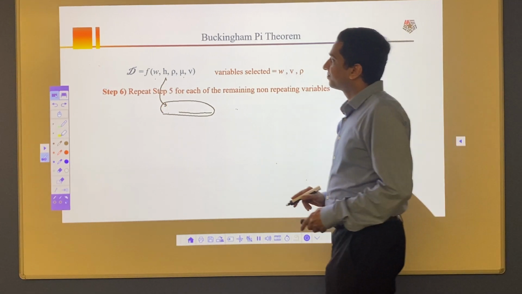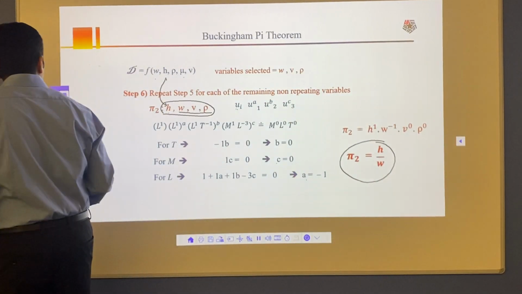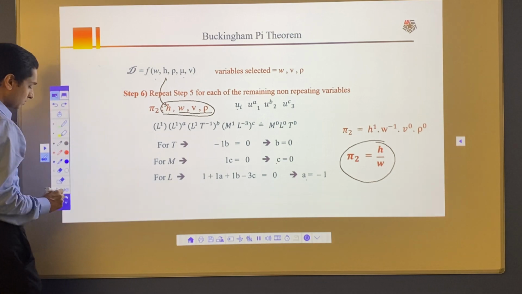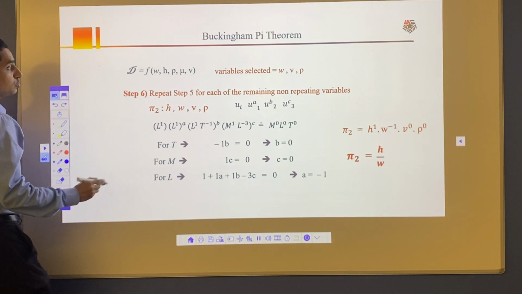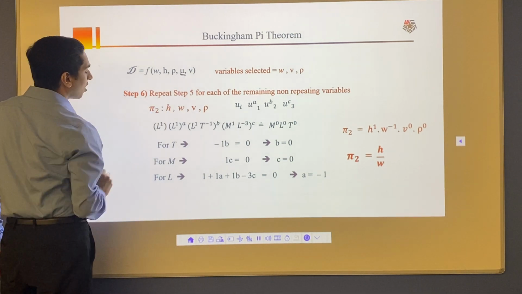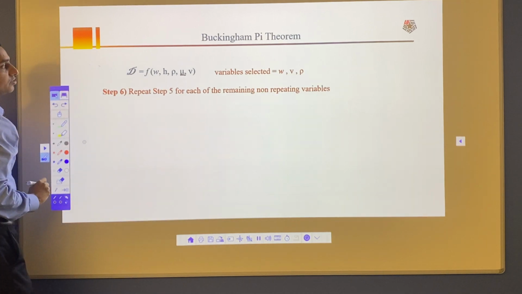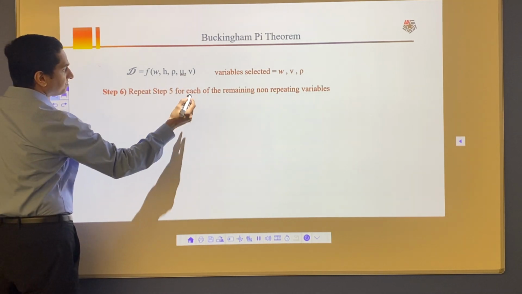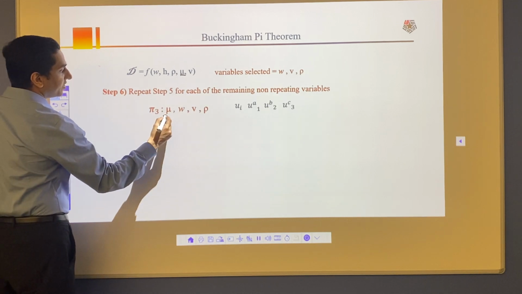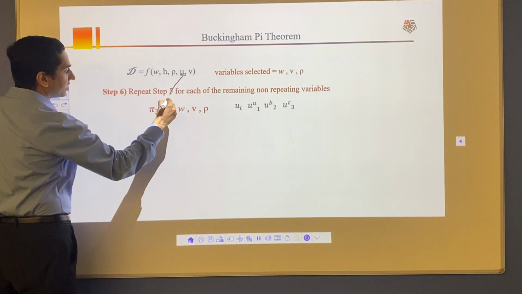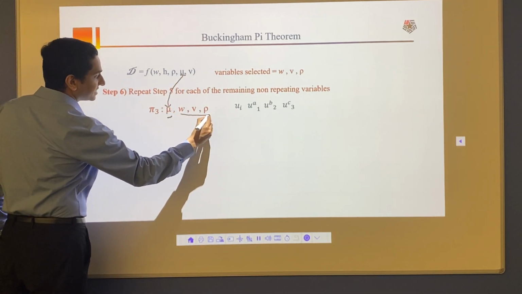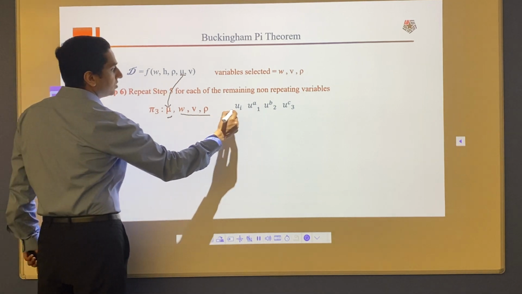Once you are done with this step, for the last part, pi 3, you choose now this viscosity. So that's what we are going to do. Viscosity, we are going to take that here. Viscosity is plugged back in here. The rest 3 stay the same, and then I'm going to do the same thing.